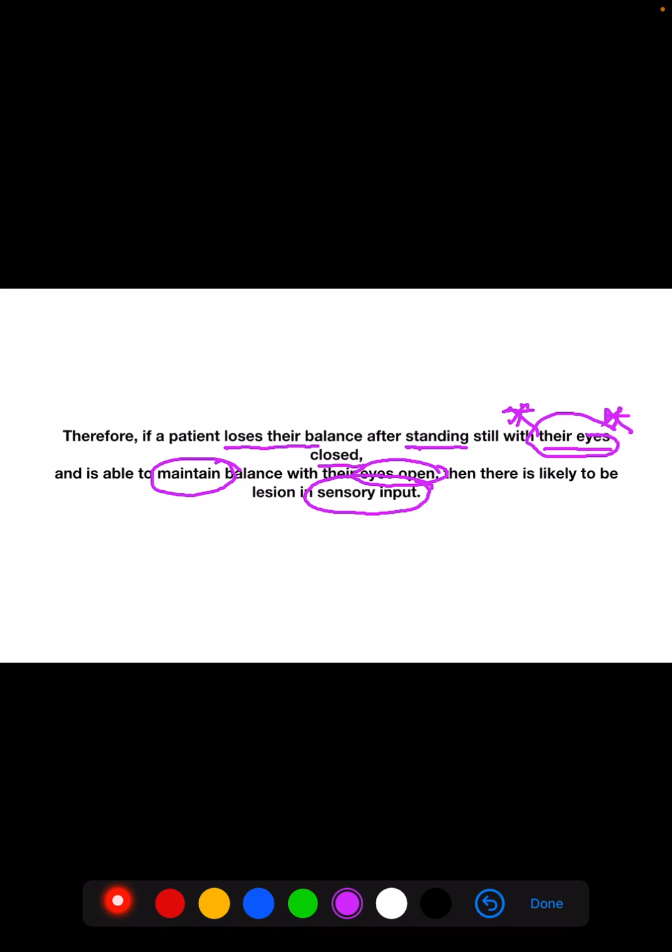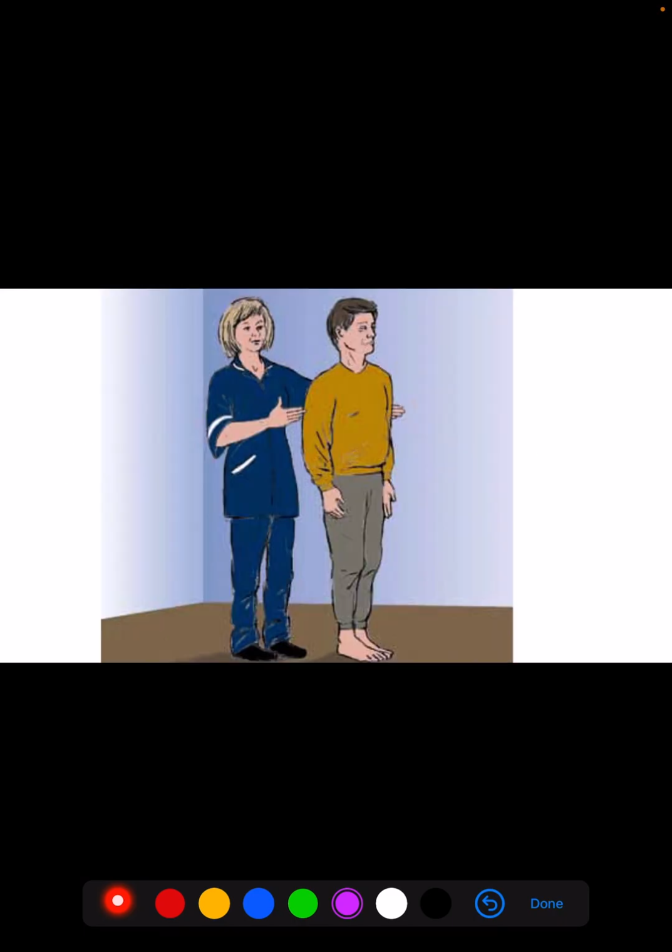If he is able to maintain balance with the eyes open, then there is likely to be a lesion in the sensory input. When the patient opens the eyes, he is able to maintain balance, but when the patient closes the eyes, he is not. So this tells us there is some lesion in the sensory input. Heels are together, the patient is standing with eyes closed, and to prevent a fall, someone should be behind the patient to protect the patient from falling.